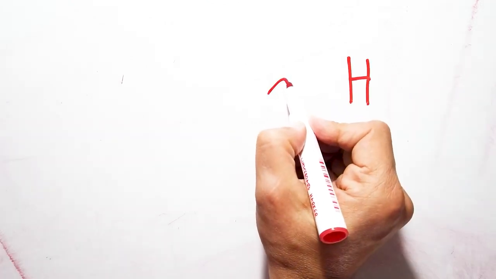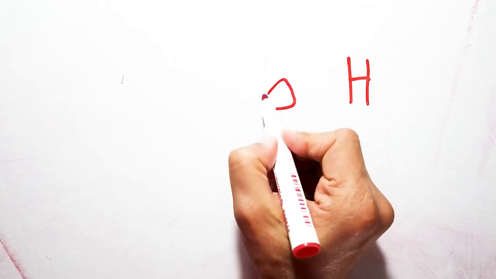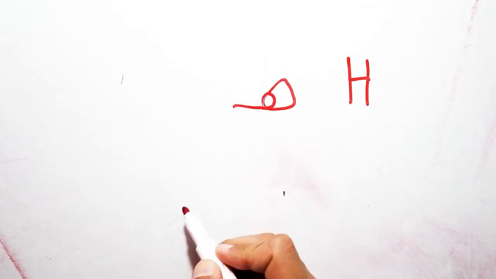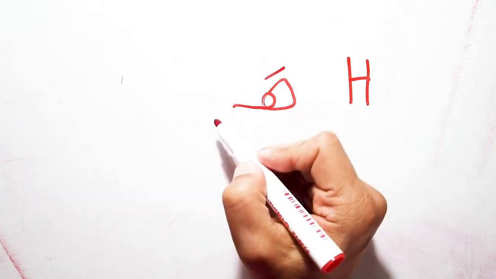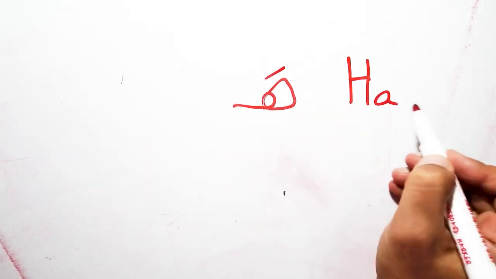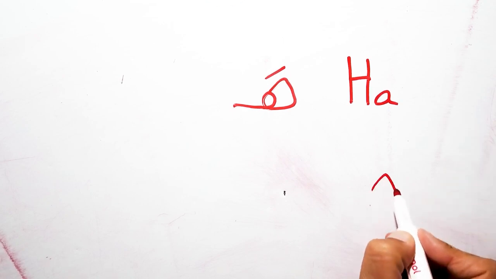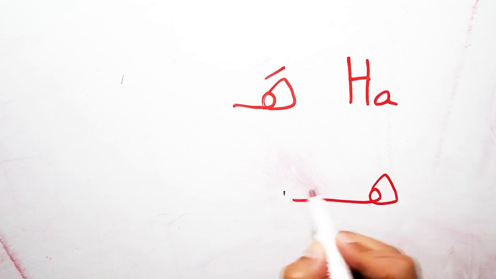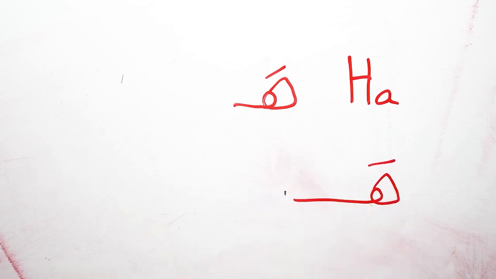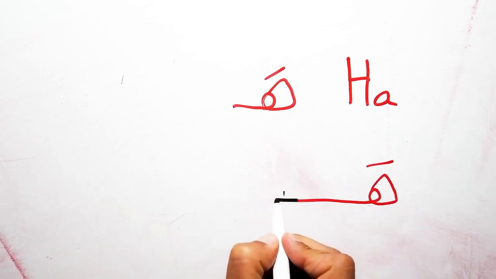Again, I'll do like this, and then like this. Ha, ha. Ha in the beginning of the word. Ha in the middle of the word, like this.